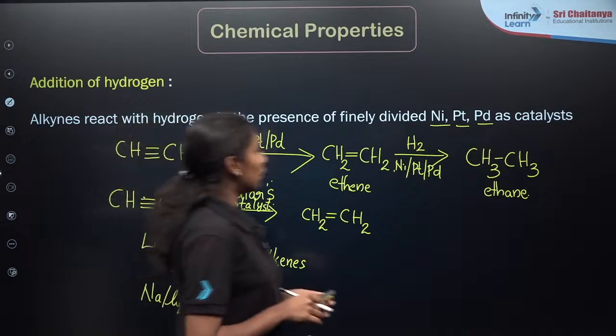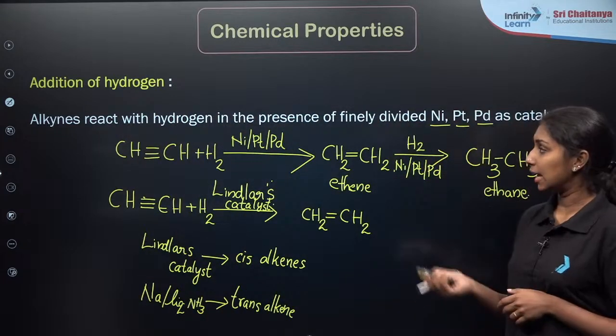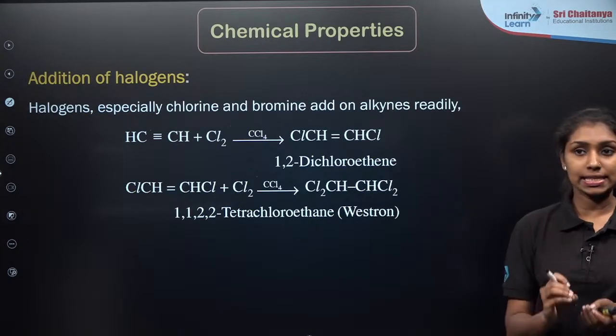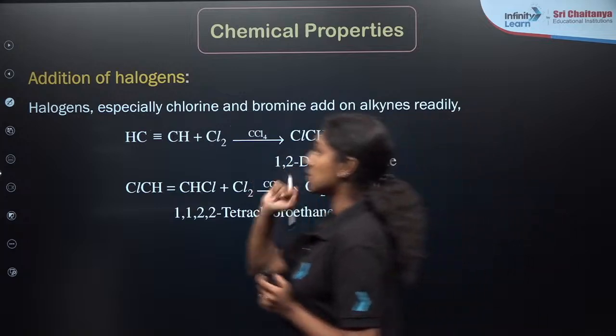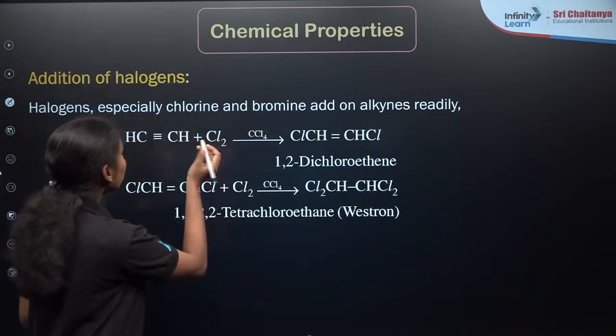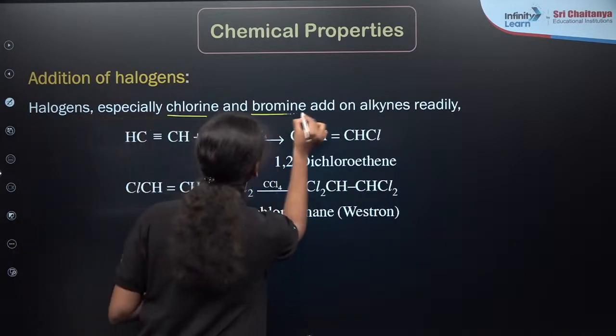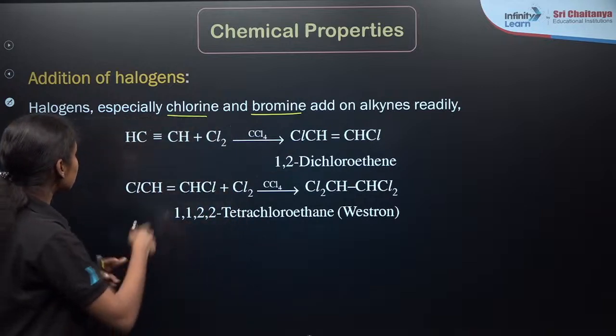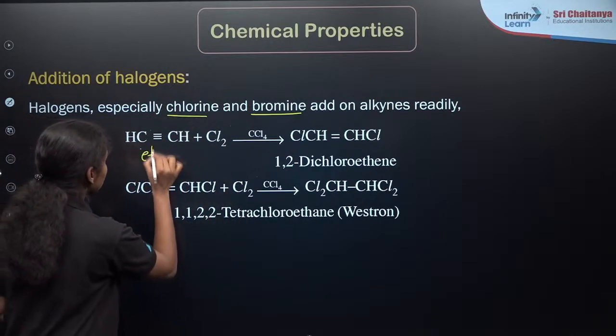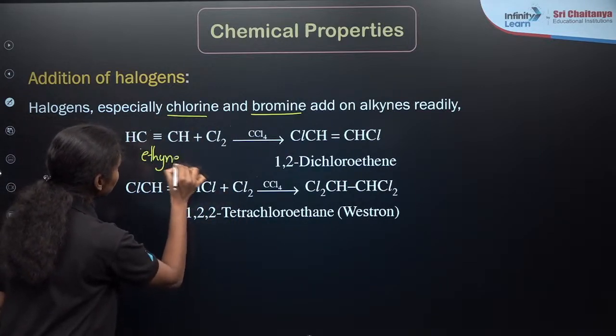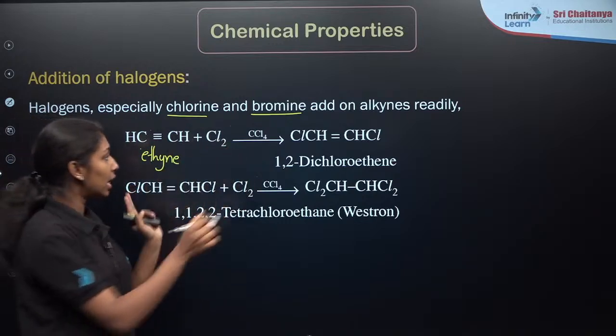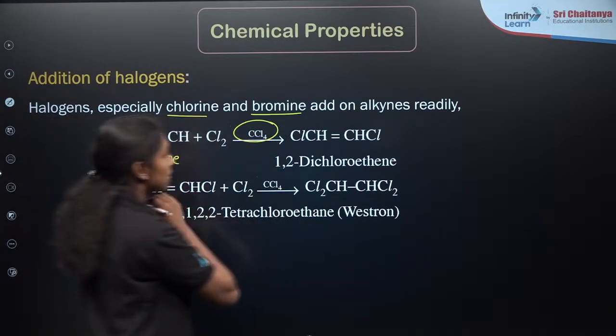Okay, fine. Now let us talk about the next addition reactions here. Addition of halogens. Instead of hydrogen, I am adding halogen here, right? Especially I am adding chlorine or bromine, as in the case of alkenes. For example, you can see here, this is our ethyne molecule, CH triple bond CH. I am adding Cl2 molecule in presence of a solvent here. It is taken as carbon tetrachloride, CCl4.